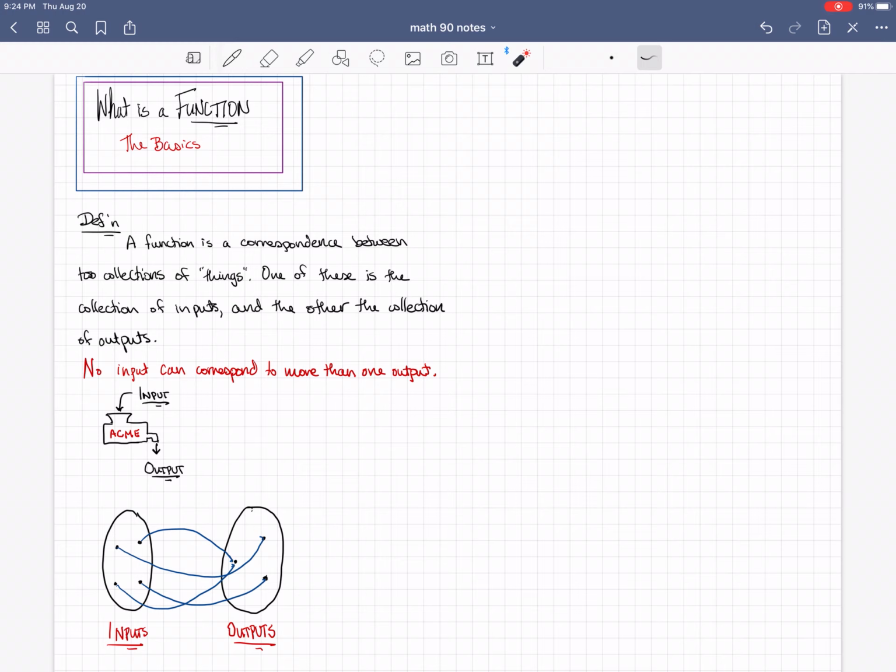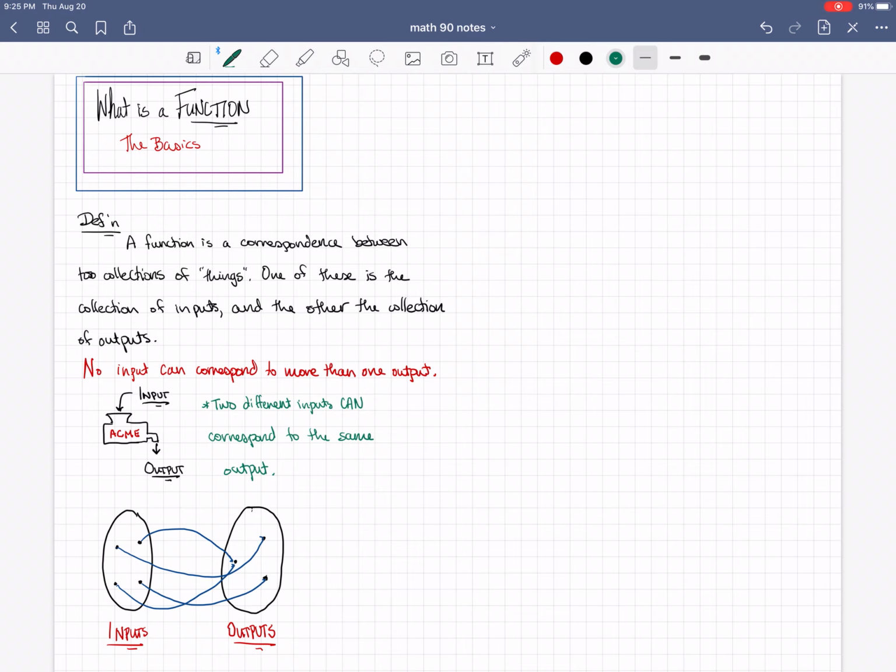Now, some of you might look at this and say, wait a minute, but isn't this weird? We have an output that two inputs link to. So that is not a problem. Two different inputs, I'm going to put this as a little asterisk here. Two different inputs can correspond to the same output.